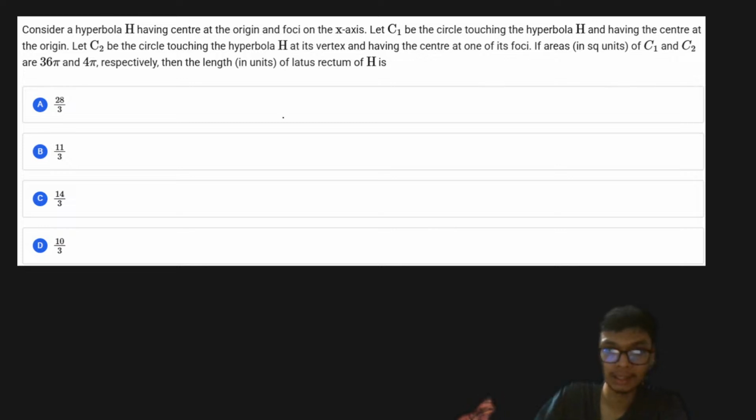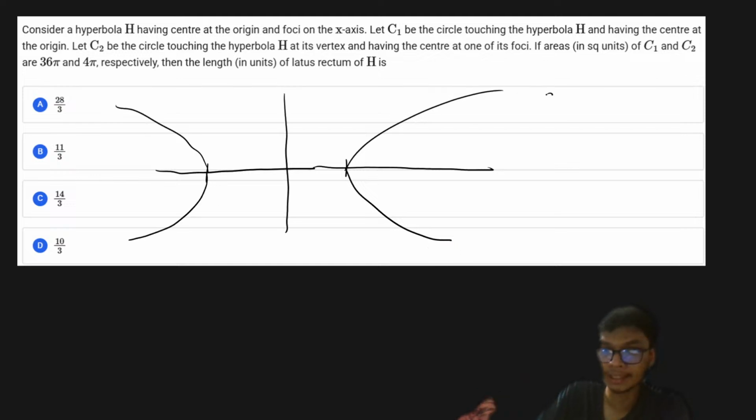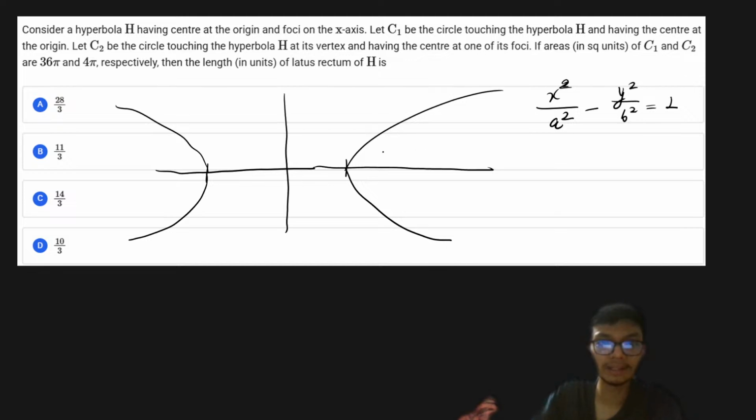It is said to consider a hyperbola having the center at origin. So something like this. Let us consider the general equation of the hyperbola over here, that is x square by a square minus y square by b square is equal to 1. That is our general equation of a hyperbola. For this case, it is said that it has the center at the origin and the foci are on the x-axis. So that is basically giving you the implication that your x-axis is the major axis.